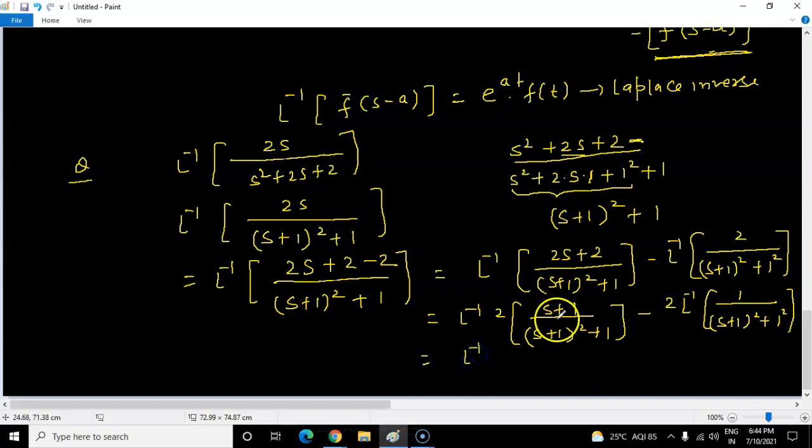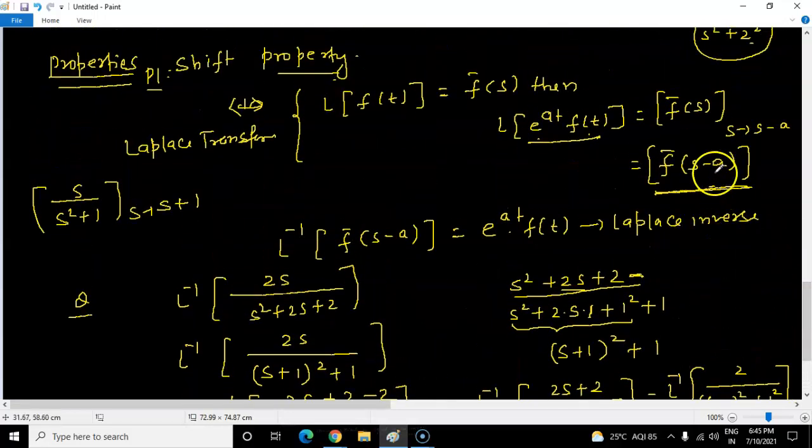Laplace inverse of, this one is actually s by s square plus a square, where s is replaced with s minus 1, right? So there is a given formula for this. This is s by s square plus a square, where a is 1, and they replaced s with s minus 1, which means plus 1. So definitely this one is the form of e to the power at into f of t, where a is minus 1 here and s minus 1.